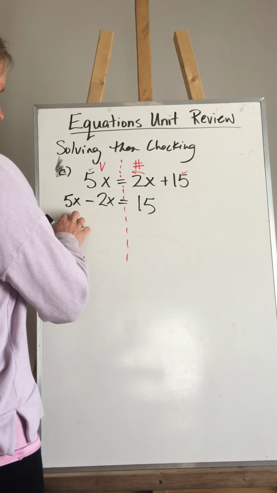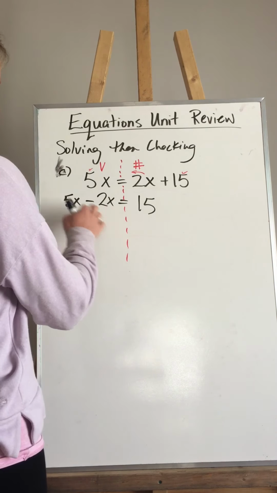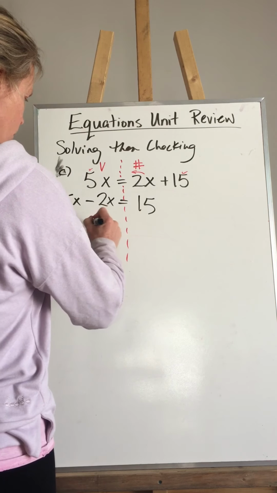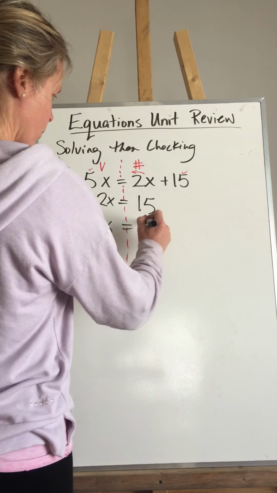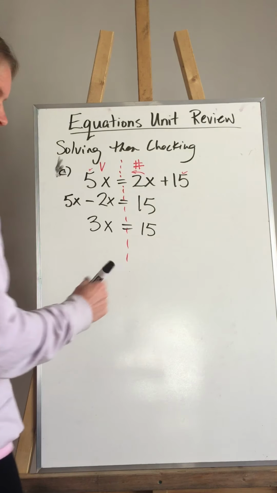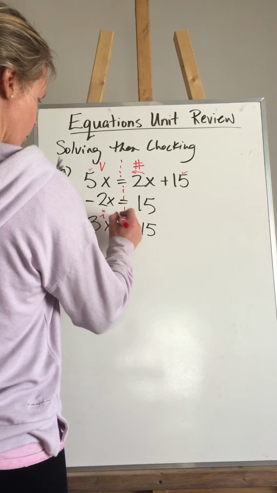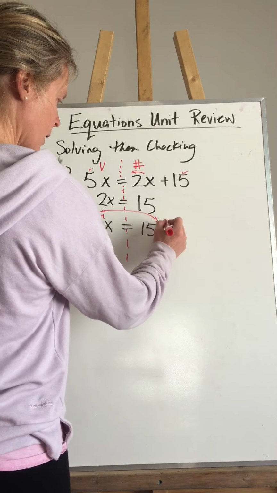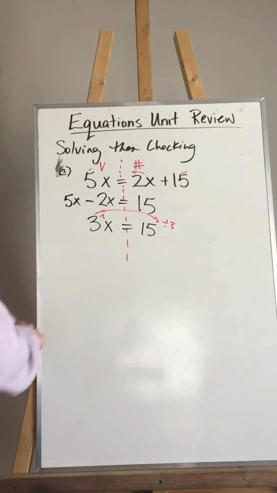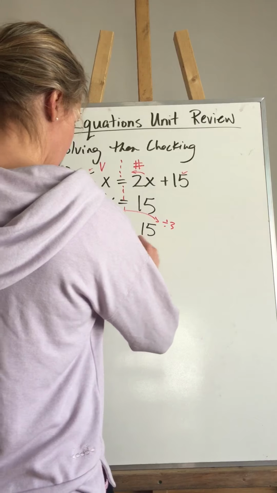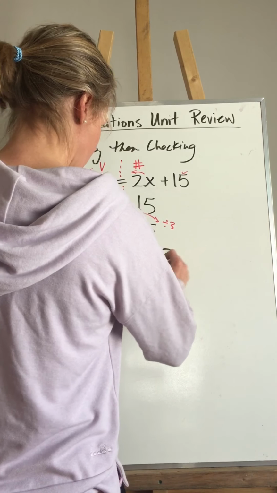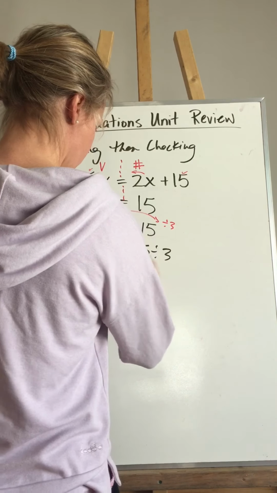So I have 5x here, minus 2x, so 5x minus 2x is 3x. So I have 3x equals 15. So now my last step is going to be, that's multiplication, is going to be dividing by 3. So I have x equals 15 divided by 3, x equals 5.